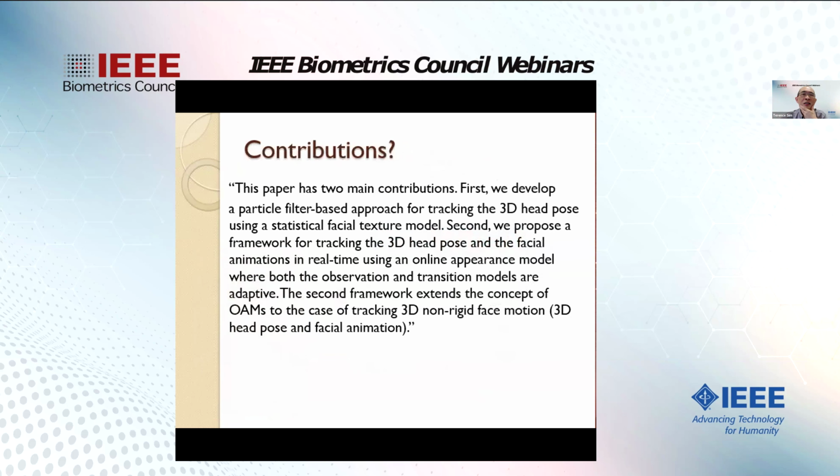So in terms of contributions, here's a typical one. Let's read together this contribution. This paper has 2 main contributions. First, we develop a particle filter-based approach for tracking the 3D head pose using a statistical facial texture model. Second, we propose a framework for tracking the 3D head pose and the facial animations in real time using an online appearance model where both the observation and transition models are adaptive. The second framework, blah, blah, blah. So this is what you typically see.